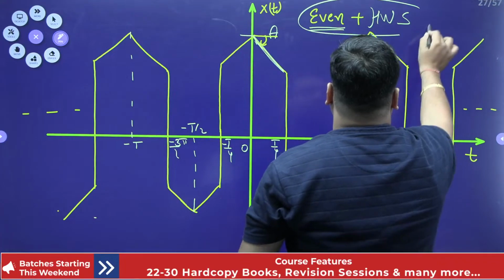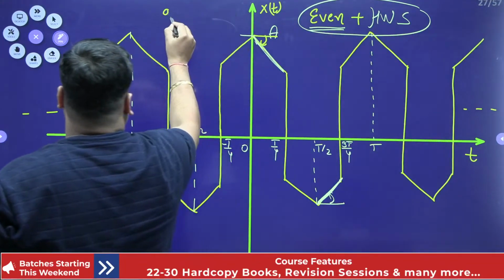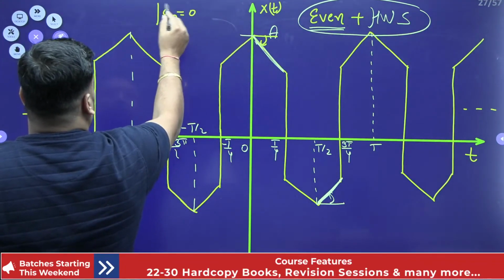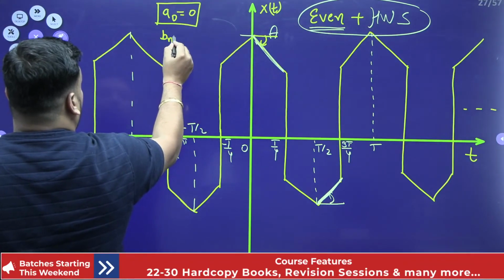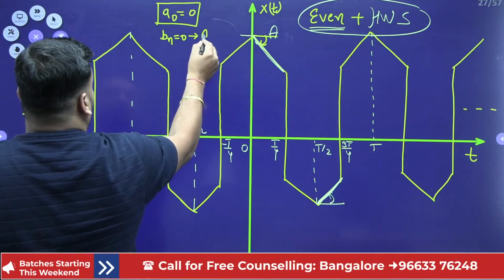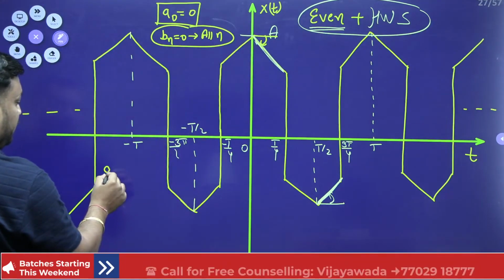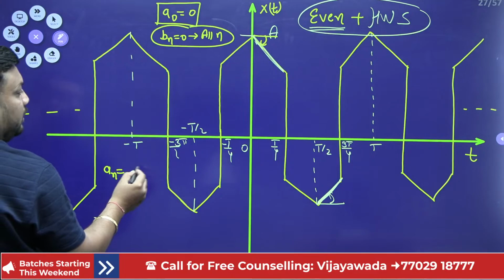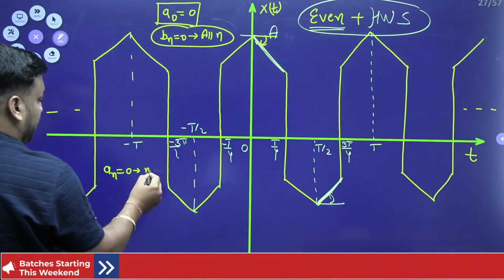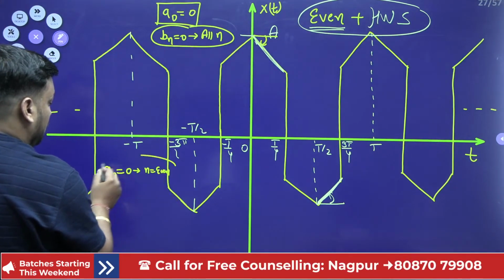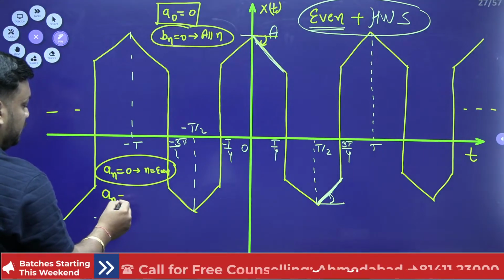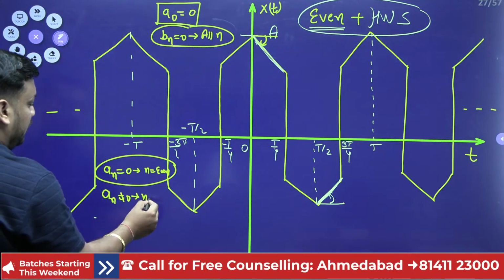So now what will the Fourier series contain? A naught value will be 0, and Bn value will also be 0 for all n. If I write An equal to 0, then that is for n equal to even. But An is not equal to 0 for n equal to odd.